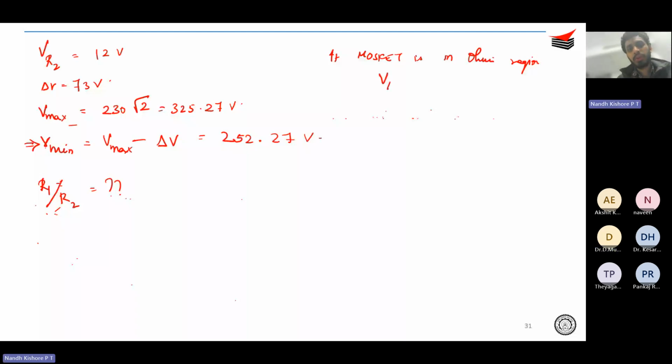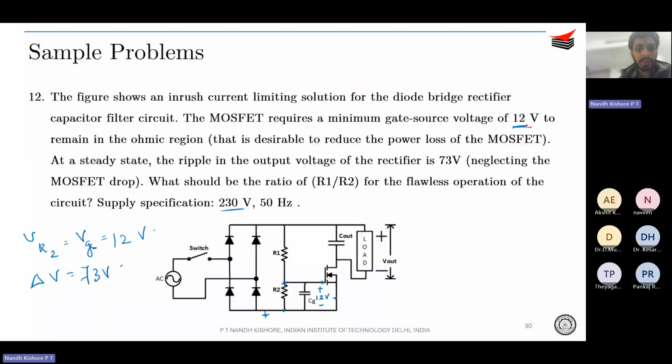Correct. If the MOSFET is in the ohmic region, the voltage drop across the MOSFET, or VM if I write, will be I_MOSFET times RDS(on). So that is what we just saw over here. That will be the voltage drop across the MOSFET. But for now, they have told us to neglect the MOSFET voltage drop, so we need not worry too much about that.